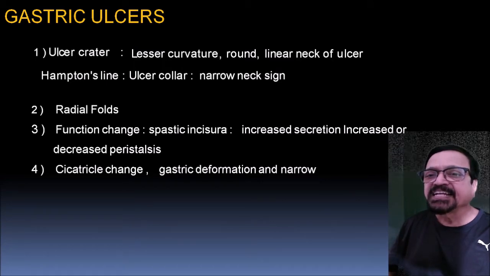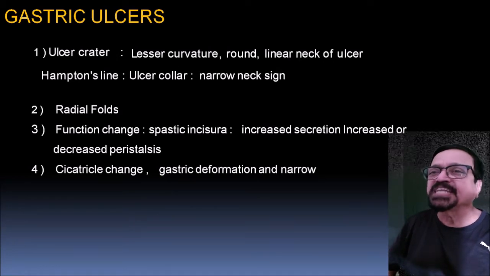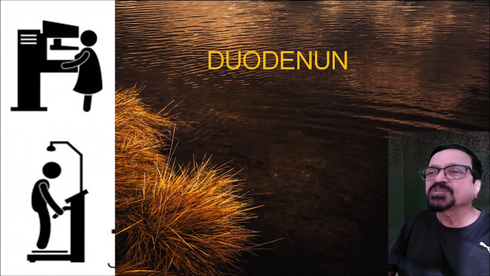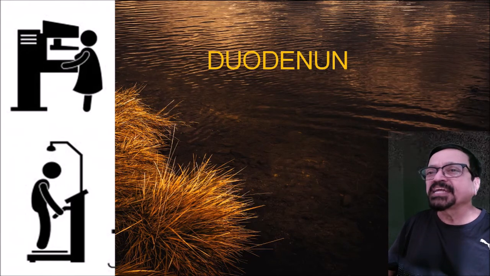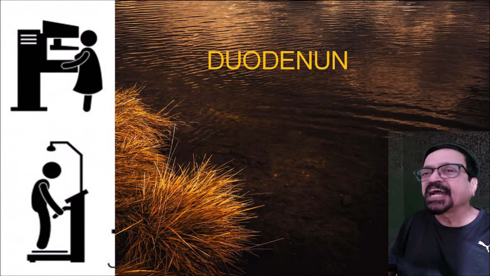Then cicatricial changes, that is gastric deformation and narrowing, will be seen in case of malignancy because of the submucosal involvement and muscularis involvement, and that will distort the shape and distensibility.